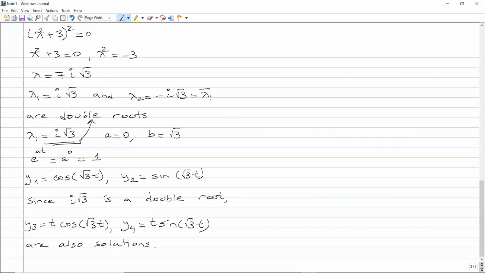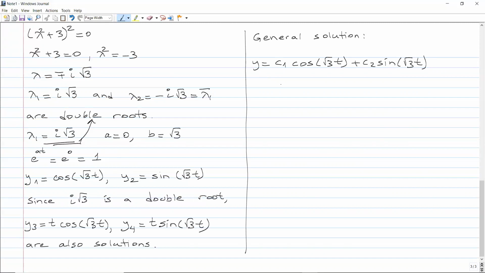So in this way, we get 4 independent solutions. That means the general solution is C1 times cosine of root 3t plus C2 times sine of root 3t plus C3 times t cosine root 3t plus C4 t sine of root 3t.